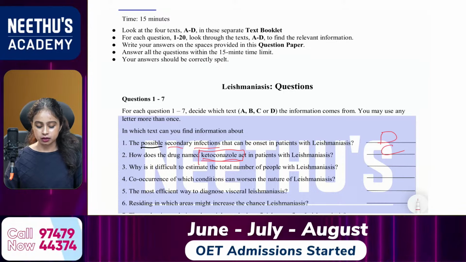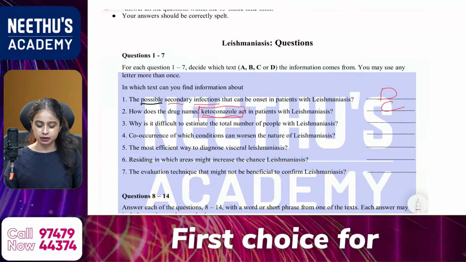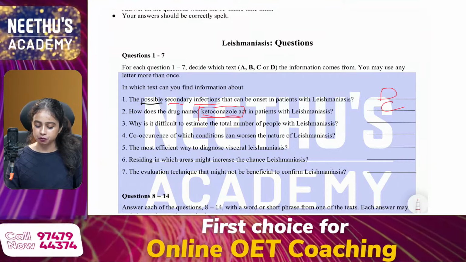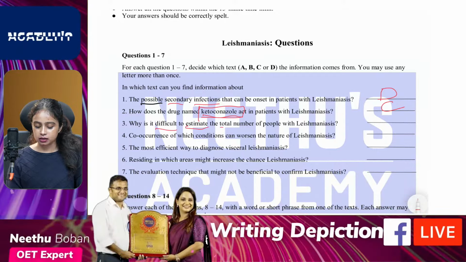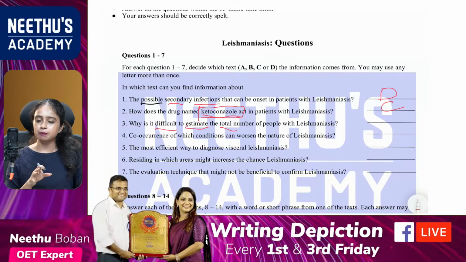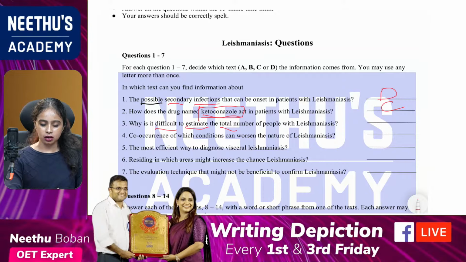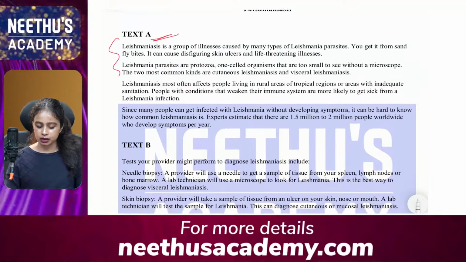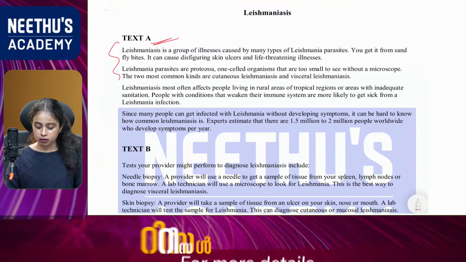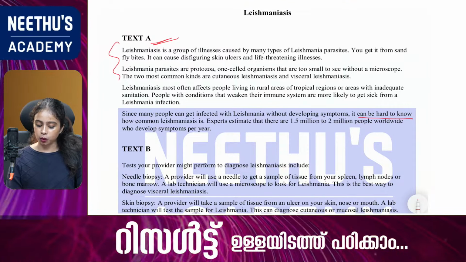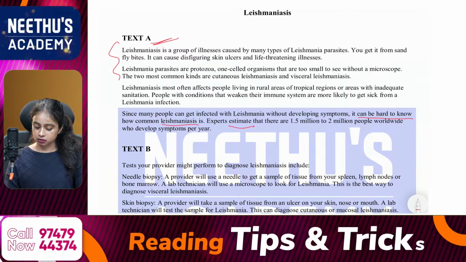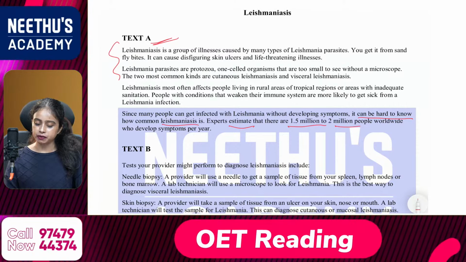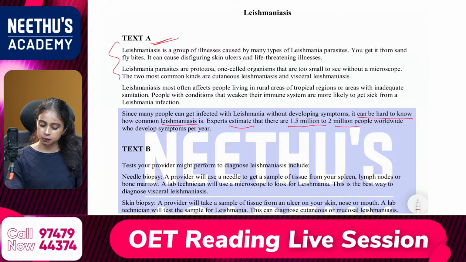Third one. So what is the third question? Why is it difficult to estimate the total number of people with leishmaniasis? So my keywords: difficult, estimate, total number of the condition. So prevalence. So where is it mentioned? As you can see here in text A, the last para, see, it can be hard to know how common leishmaniasis is. Experts estimate that there are 1.5 million to 2 million people worldwide who develop symptoms per year. So the answer is from text A.